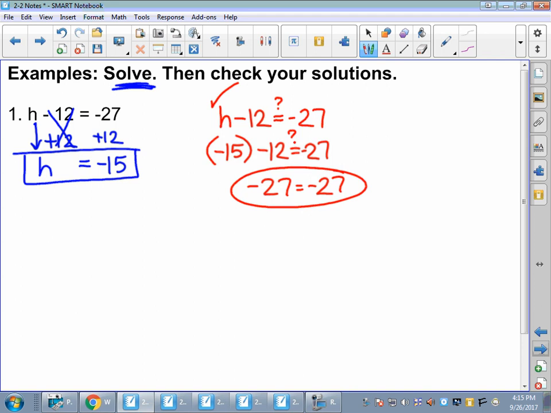This right here tells me it's true. The fact that -27 equals -27 tells me that my value for my variable is -15. My solution is -15. So my solution isn't -27, my solution is -15. The -27 tells me that that's the correct solution.